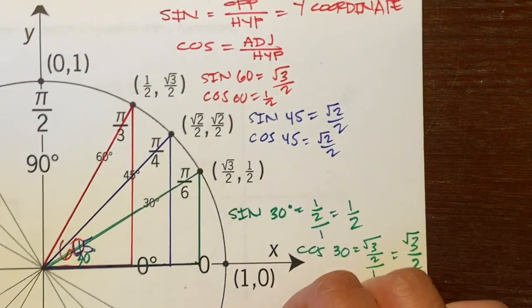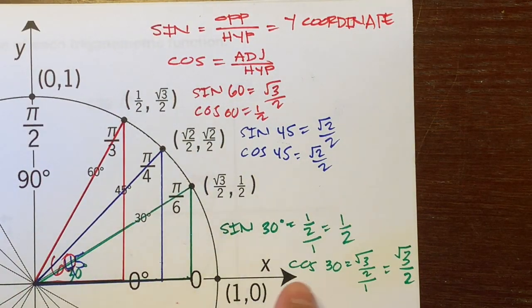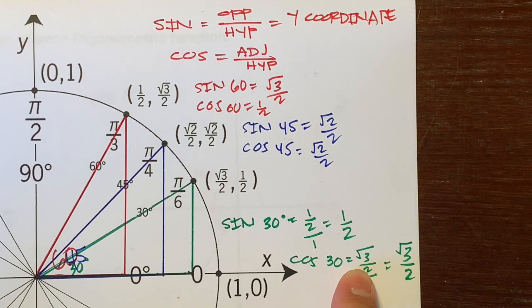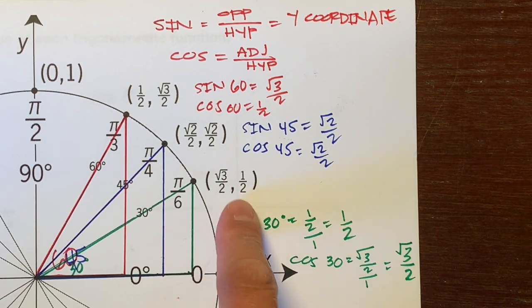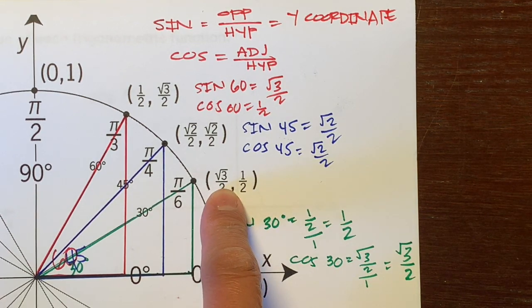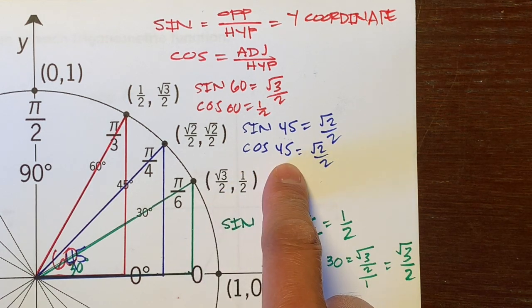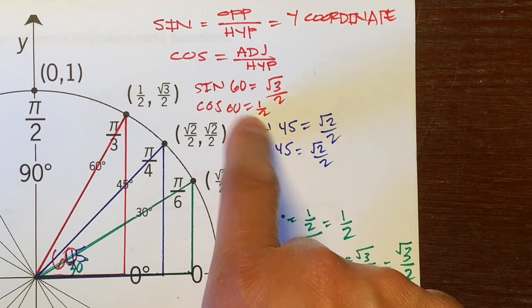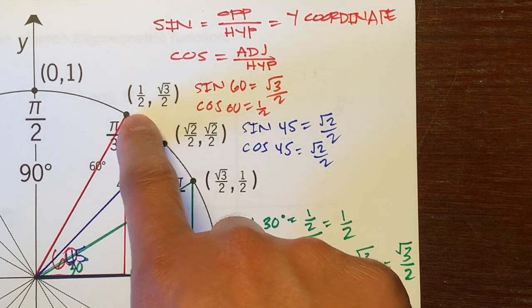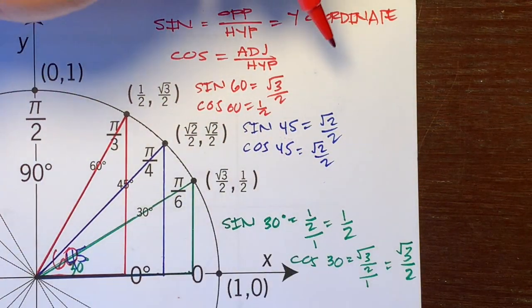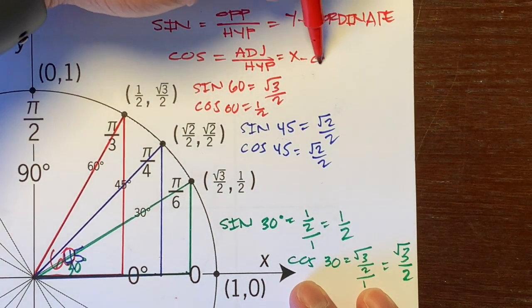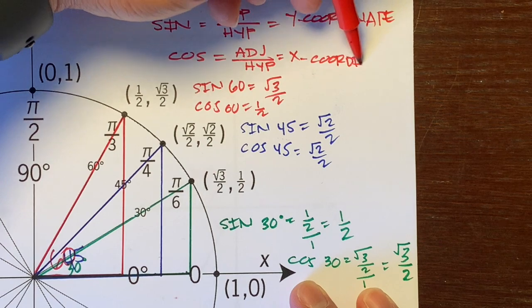Okay, and cosine, as you may have guessed. Let's look at the cosine of 30 over here, which is radical 3 over 2. And hey, that's the x value. The cosine of 45 is the x value, and the cosine of 60 is the x coordinate. So cosine is the x coordinate.